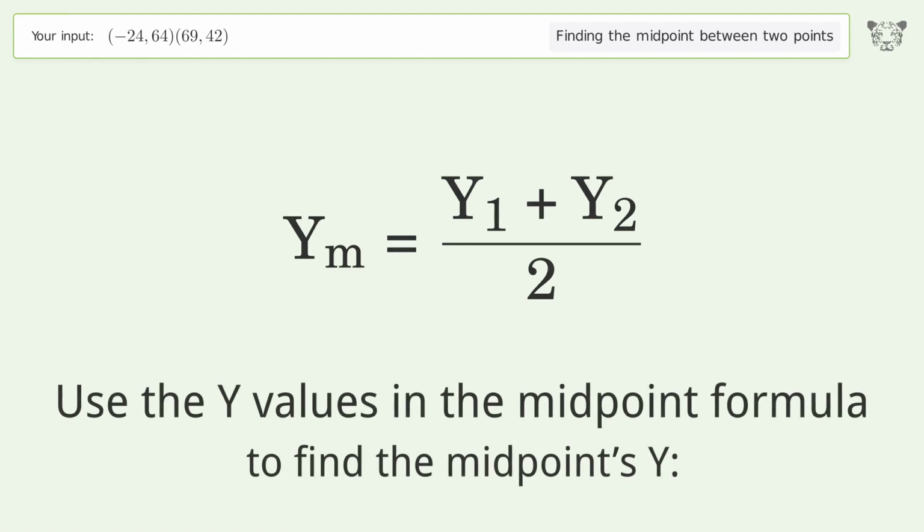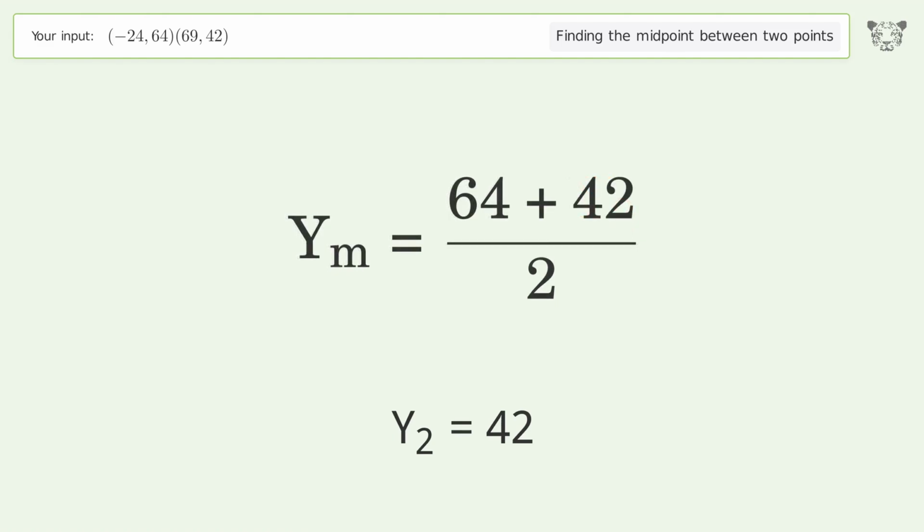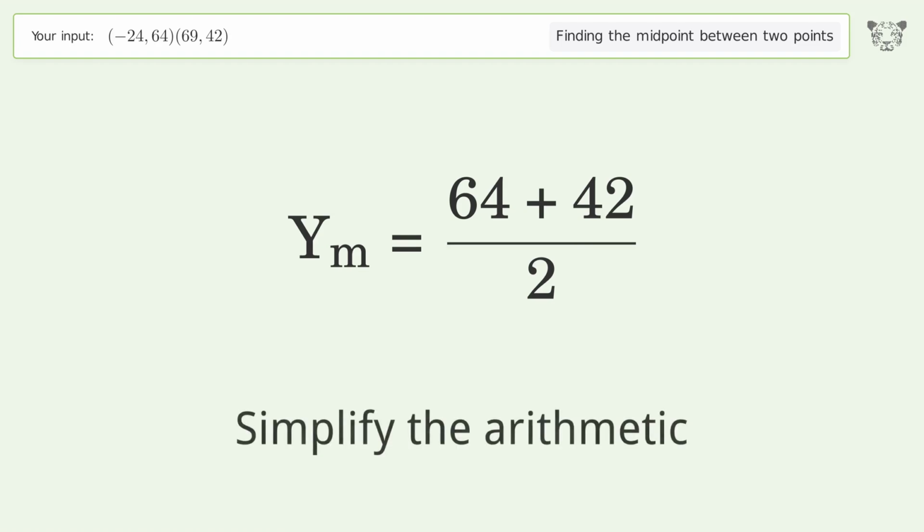Use the y values in the midpoint formula to find the midpoint's y. y1 equals 64. y2 equals 42. Simplify the arithmetic.